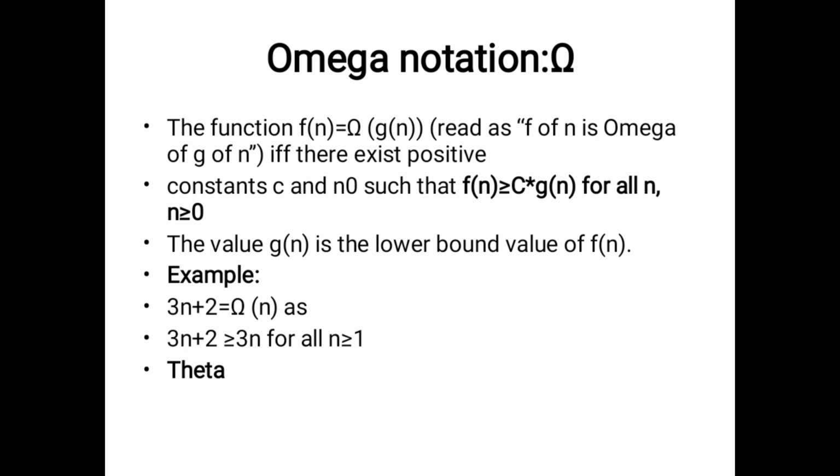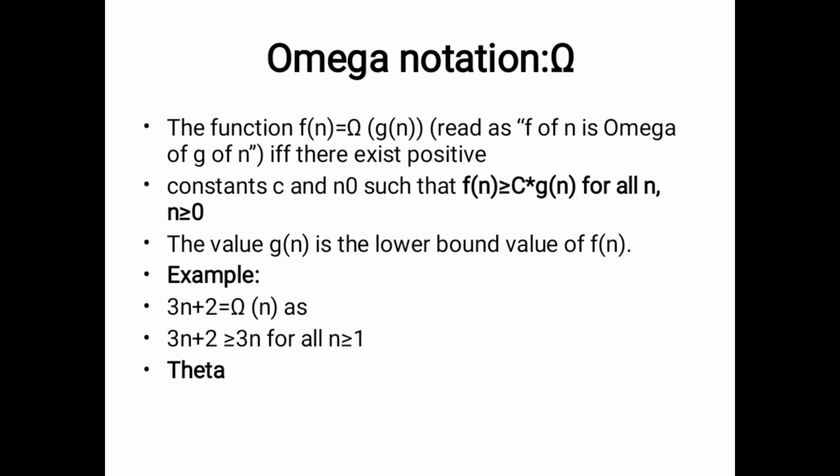For example, we will go to the example. First we see the definition of omega notation. The function f of n equals omega of g of n if and only if there exist a constant c and a positive integer n naught such that f of n is greater than or equal to constant c into g of n for all n greater than or equal to n naught.